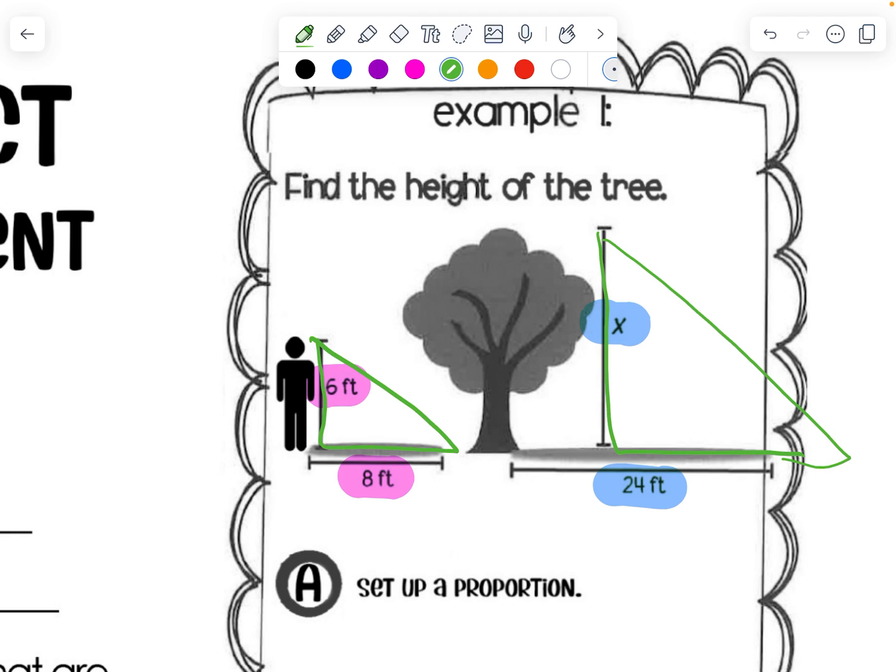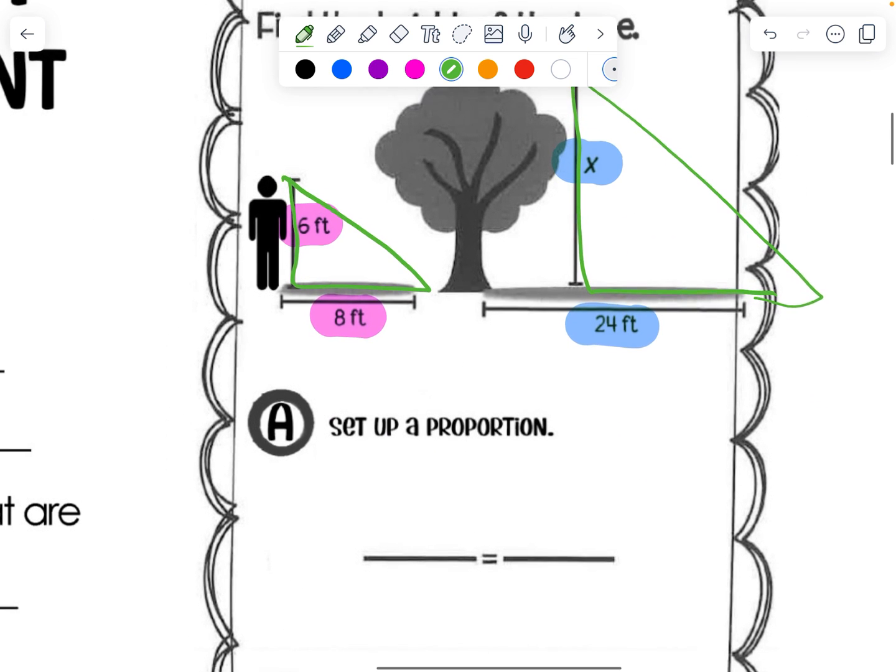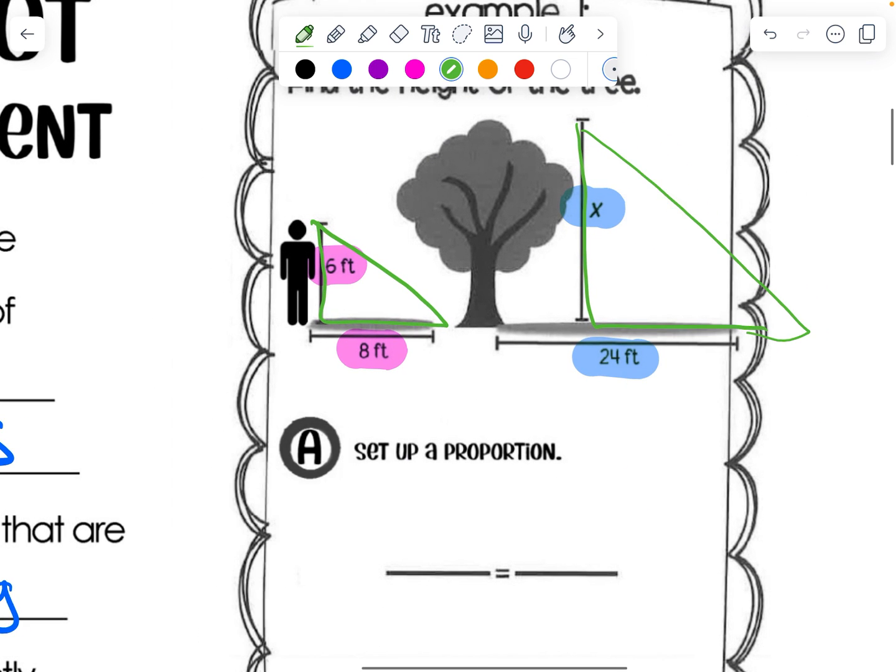So we're going to set up the proportion first, and as you know, there are lots of ways to set up proportions that are correct. And I like to write the words in a fraction first as a guide, so I keep both of my fractions in the proportion set up the same. So I'm going to do the height over the shadow, for the person and for the tree. So the person has a height of 6 and a shadow of 8. And the tree has a height of X, we don't know, and a shadow of 24.